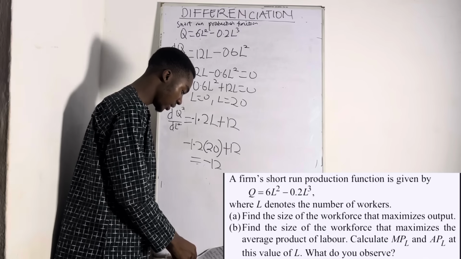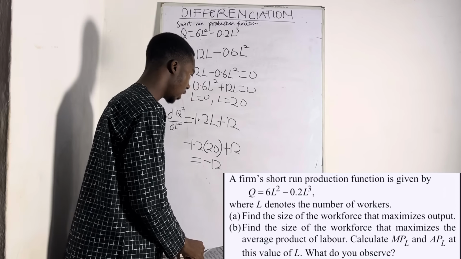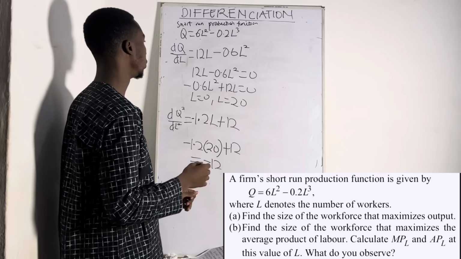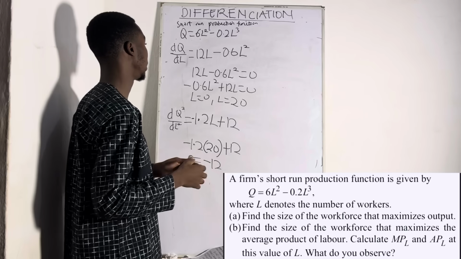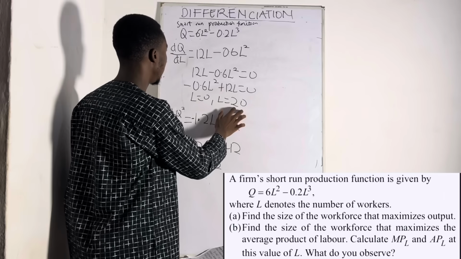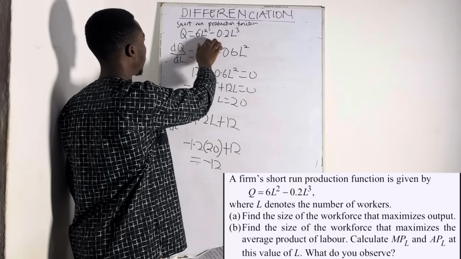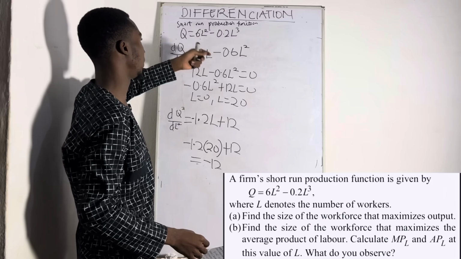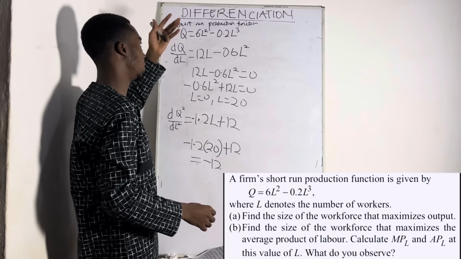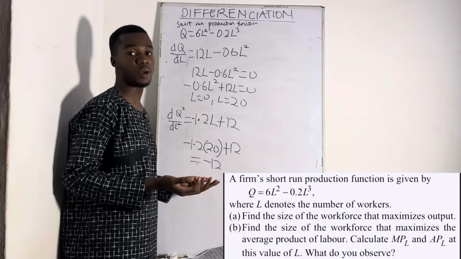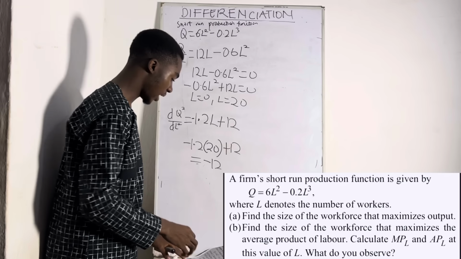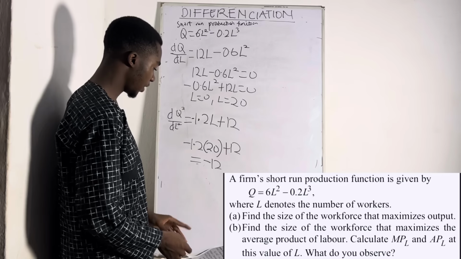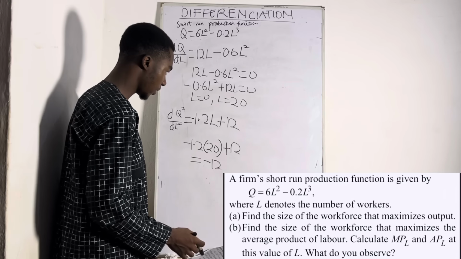The question said I should find the size of the workforce that maximizes output. So the size of the workforce that maximizes output is 20. You get it? If we want to know the highest production we can make, we just punch the 20 into the short run production function, so 6 into bracket 20 squared minus 0.2 into bracket 20 cubed, and whatever you get is the highest production you are making. But since the question didn't ask us to look for that, there's no need to look for it. So for A, the size that maximizes output is 20.